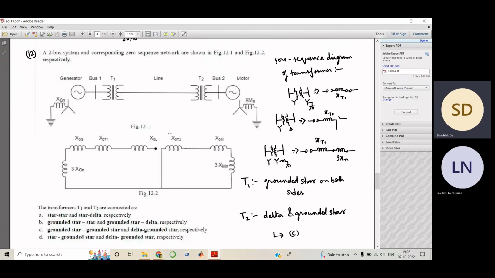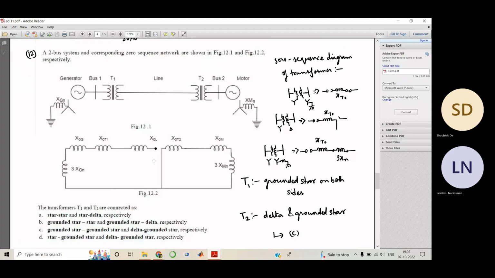So, anyway, let us get back. Here you see that for XGT1 both sides are shorted, right? So you clearly understand that on the left and right side it is star with grounding, right? So you immediately see that option C has this. And on XG2, the left hand side is open and the right hand side is shorted. So you have delta on this side and grounded star on this side, which is your option number C, I mean delta and grounded star.